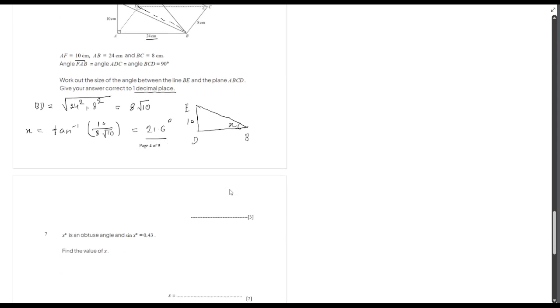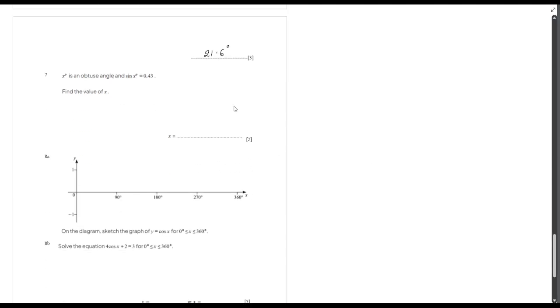Here the place is given, so I will write the angle as 21.6 degrees. Now x degree is an obtuse angle. You have to pay attention that you have to find an obtuse angle, and sin x degree is given as 0.43. Okay, sin x is given as 0.43.